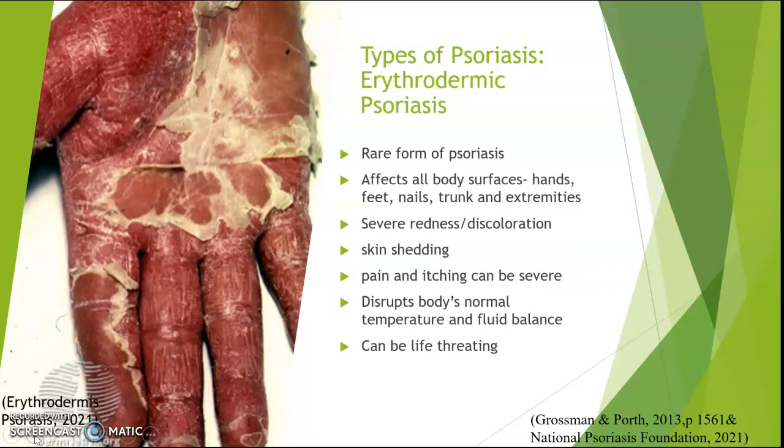A rare form of psoriasis is called erythrodermic psoriasis. It affects all body surfaces, including the hands, feet, nails, trunk, and extremities. It is characterized by severe redness and discoloration. Skin shedding occurs as we can see in the picture provided. Pain and itching associated with this type of psoriasis can be severe. This type of psoriasis can be life-threatening as it can disrupt the body's temperature and the natural fluid and electrolyte balance.